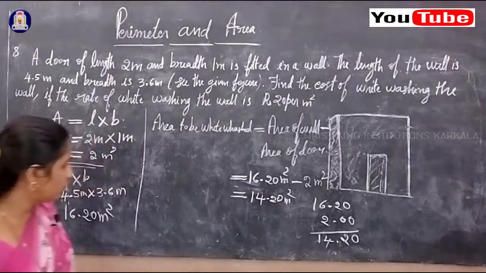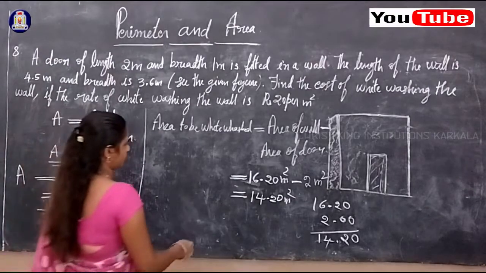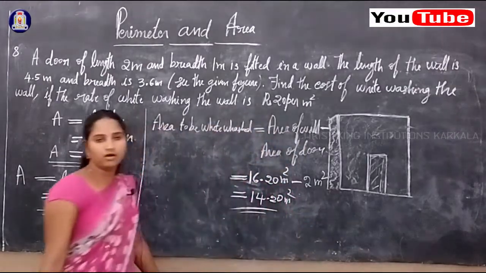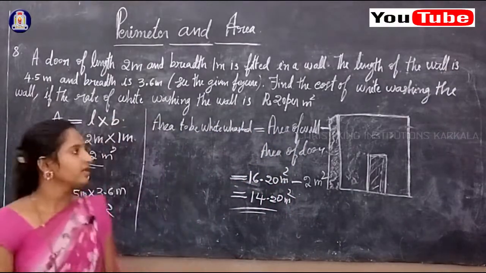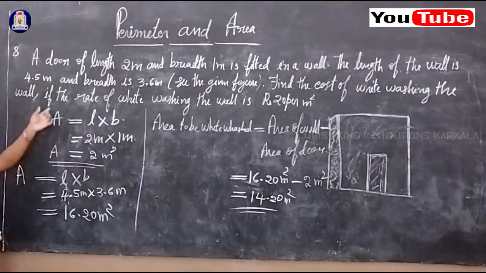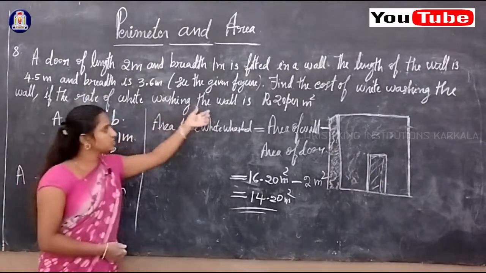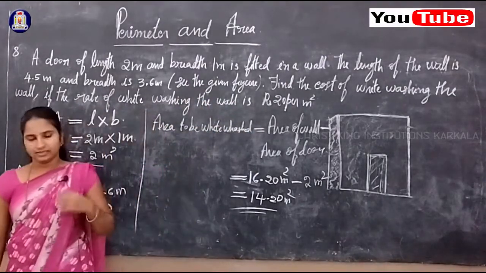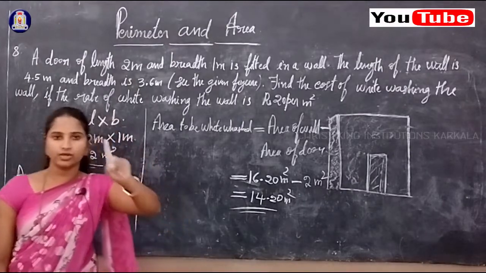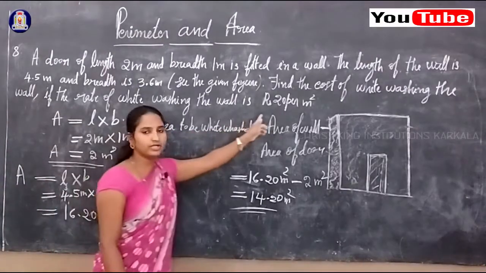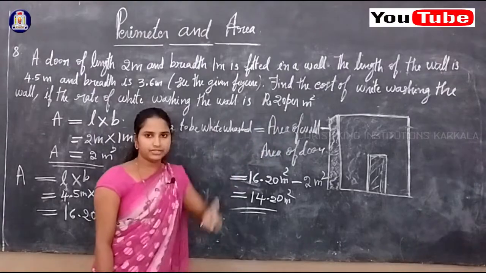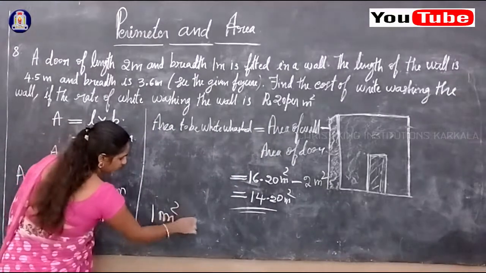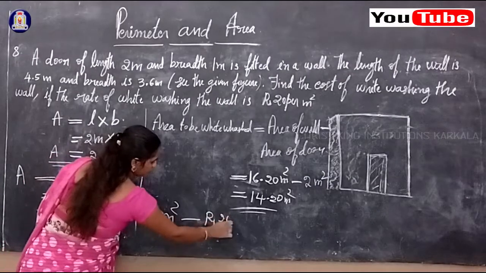Okay. So now you have to find what is the cost of whitewashing the wall. Clear? See children, here it is given that the rate of whitewashing the wall is 20 per meter square. That means they are saying for 1 meter square of area, they will charge 20 rupees.